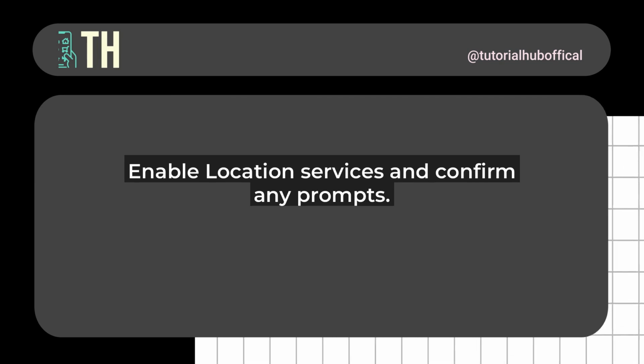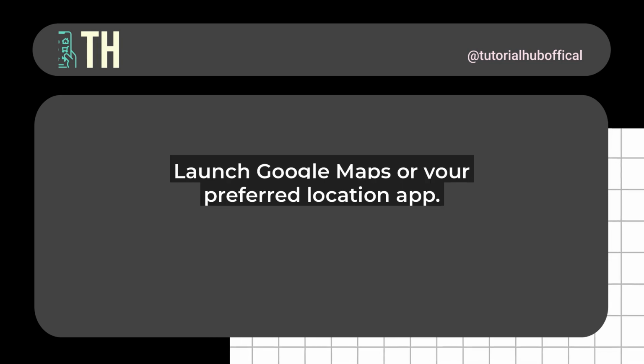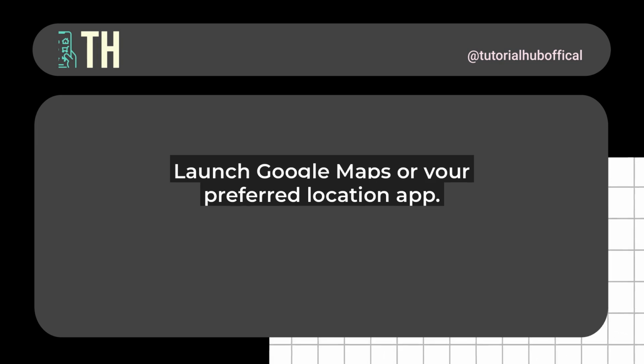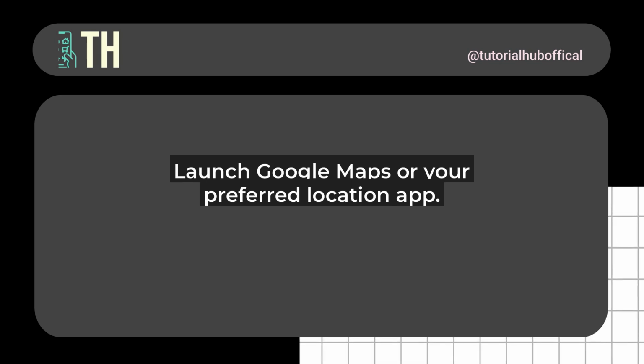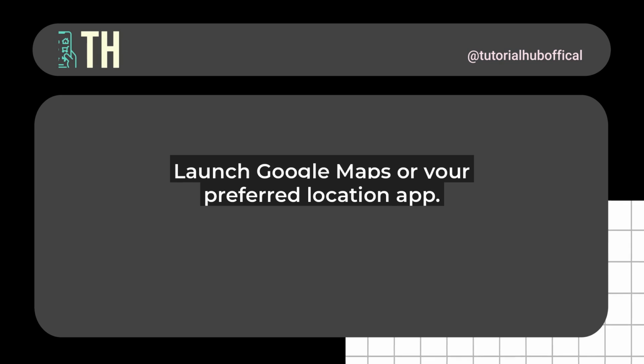If it's not already turned on, go ahead and toggle the switch to enable it. Android in 2025 has enhanced privacy controls, so you might see a prompt to confirm. Just select Allow to proceed. Now, with location services active, let's move to an app that makes sharing easy, like Google Maps.